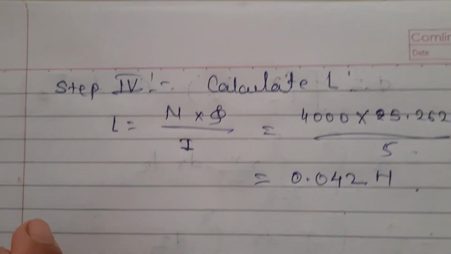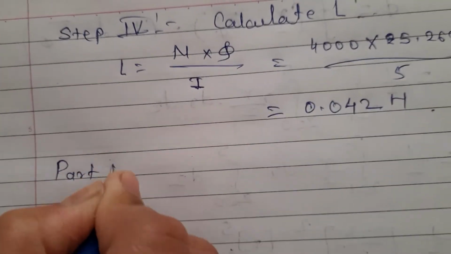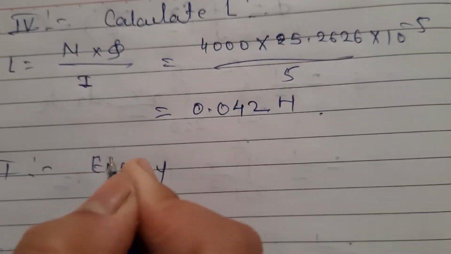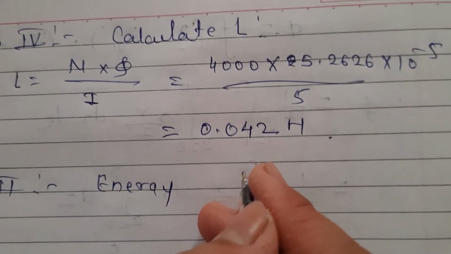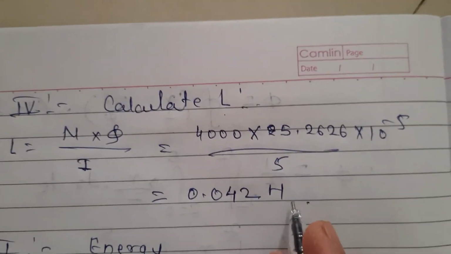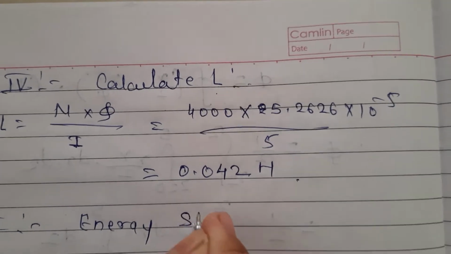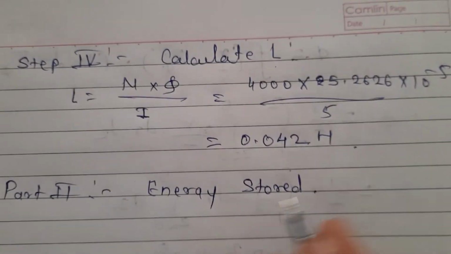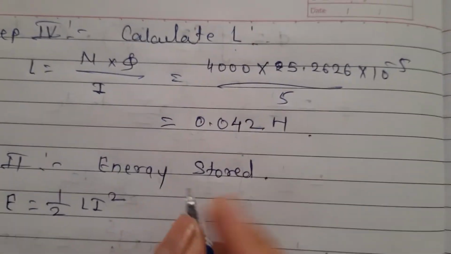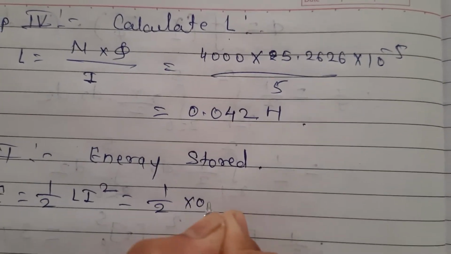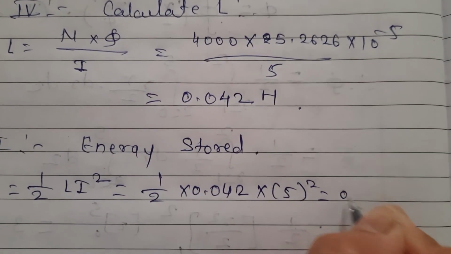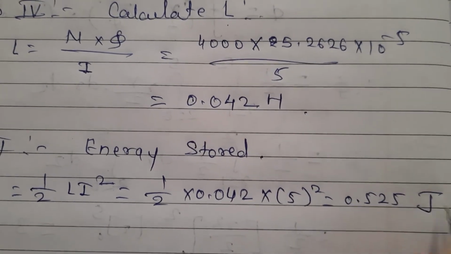And the second part of the problem is energy stored. So energy, calculate L, that is inductance. It is in Henry. Energy stored. So energy stored, E is equal to 1 by 2 Li square, that is equal to 1 by 2 into 0.042 into 5 square. It is 0.525 joules.